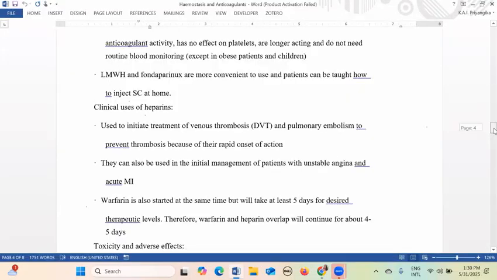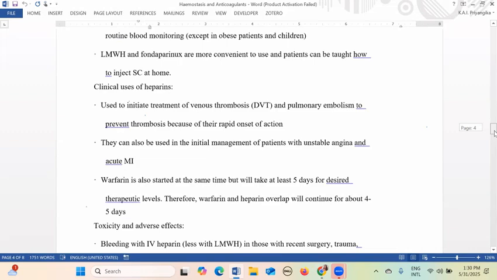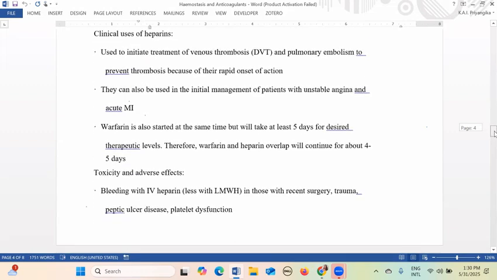Therefore, warfarin and heparin overlap will continue for about 4 to 5 days, because warfarin takes 4 to 5 days to act. So we can give heparin and warfarin combination therapy for 4 to 5 days.